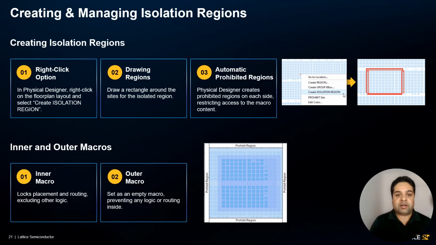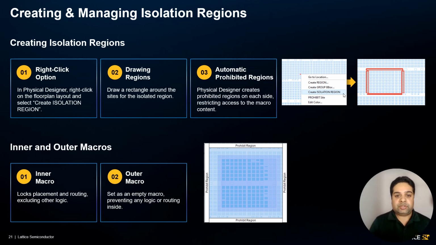Now to create inner and outer macros, you need to lock the placement and routing, excluding the other logic. This is done by using the inner macro. The outer macro can be used as an empty macro, preventing any logic or routing inside.